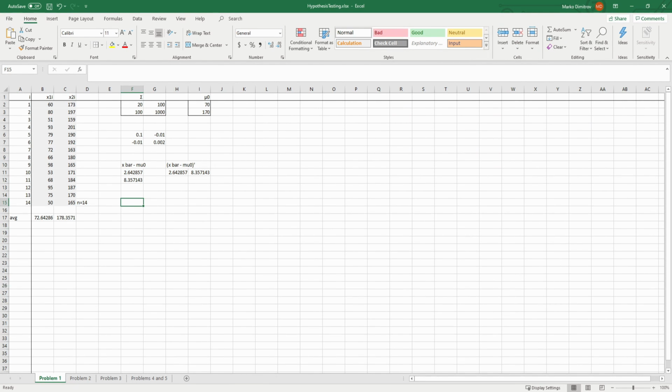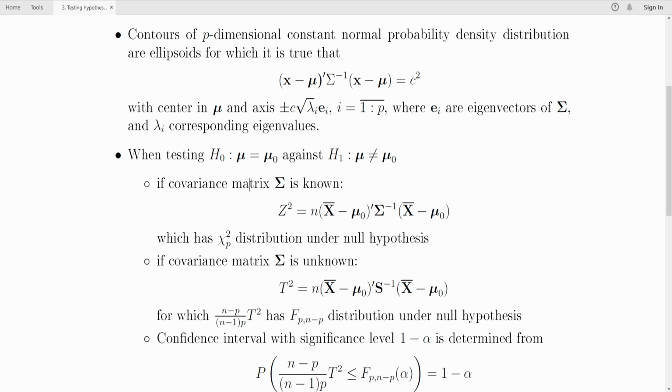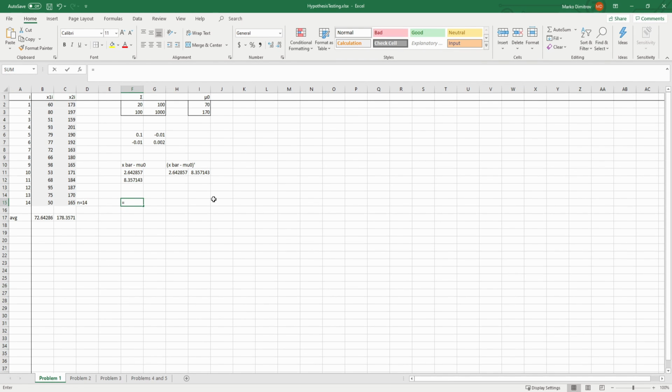So let's see. Okay, so just again, we have x bar minus mu 0 transposed times our inverse times x bar minus mu 0, and in the end times n. So we know that we are getting a number, so we have our n. Okay, so it's 14, but we need matrix multiplication. Then again of our x bar, right? And our sigma to the power of minus 1, and in the end x bar, this one, right? And times 14. So we get a number 5.5498, etc. What we need now is alpha.